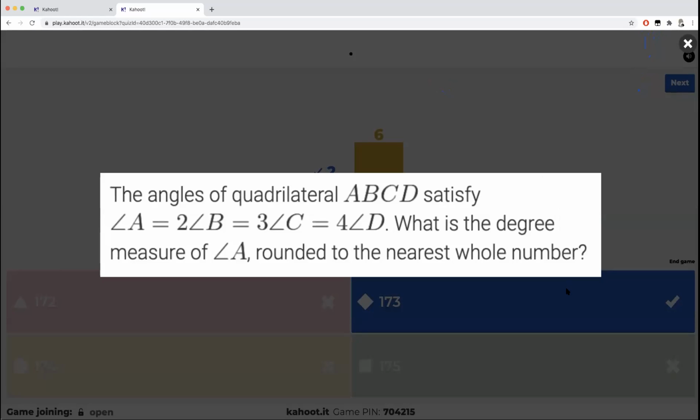Anyway, what I would do here is, no, you cannot actually set angle A to be X, angle B to be 2X, 3X, 4X. You cannot do that. The best way is to set angle A to 12X, angle B to 6X, angle C to 4X, and angle D to 3X. Basically you can solve for X and then multiply it by 12 to get around 173.